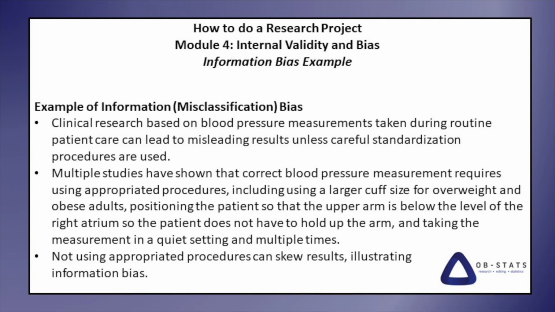The following example illustrates how information bias can occur. Clinical research based on blood pressure measurements taken during routine patient care can lead to misleading results unless careful standardization procedures are used. Specifically, multiple studies have shown that correct blood pressure measurement necessitates using appropriate procedures, including using a larger cuff size for overweight and obese adults, positioning the patient so that the upper arm is below the level of the right atrium so the patient does not have to hold up the arm, and taking the measurement in a quiet setting and multiple times. In this case, not using appropriate procedures can skew results, illustrating information bias.